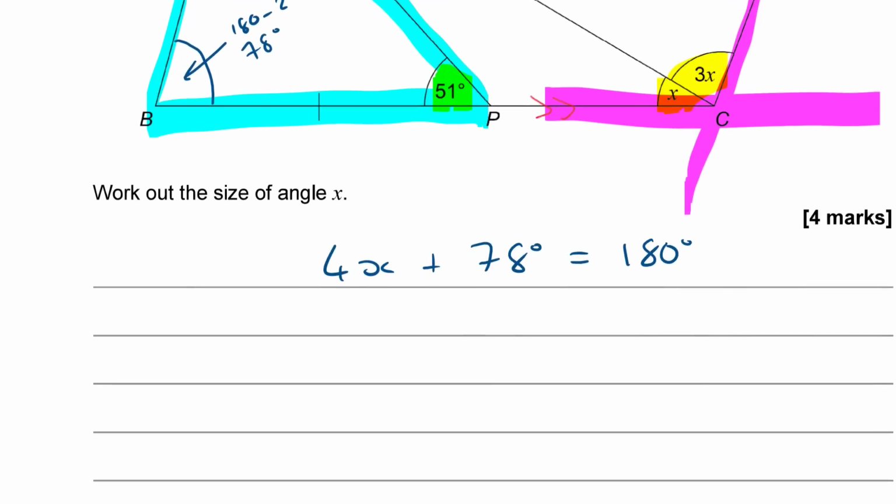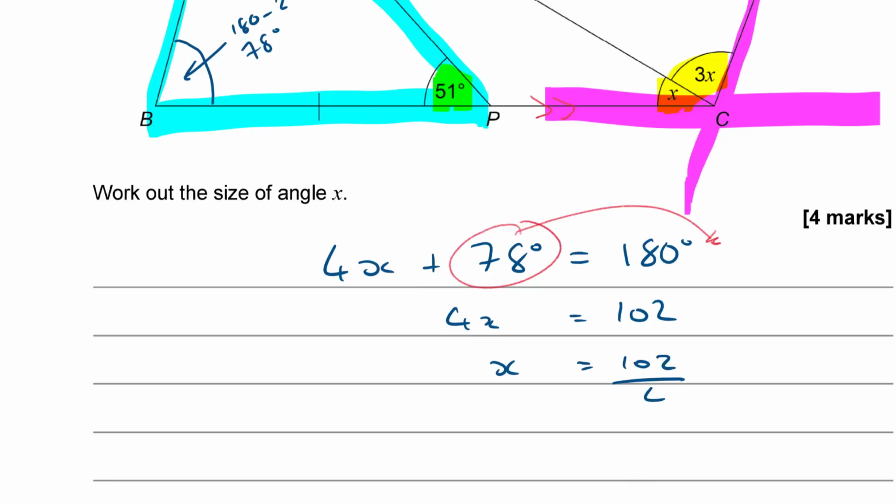So taking the 78 to the other side, that means that 4x must be 180 subtract 78, which is 102. And that means that x must be 102 over 4, which is, what's that, 25.5? 25.5 degrees. So that's my answer, 25.5 degrees.